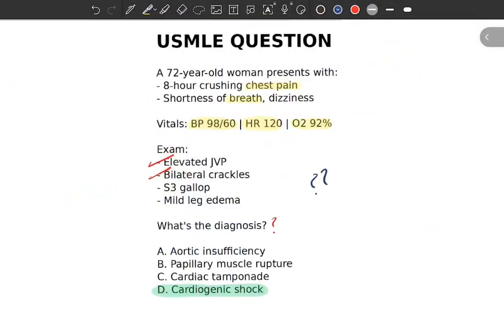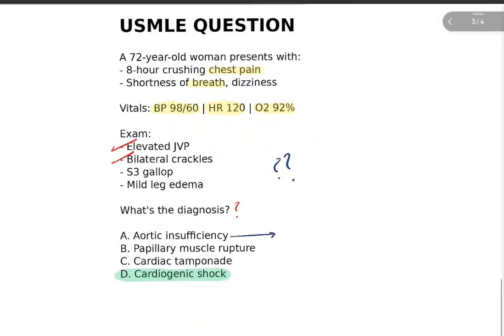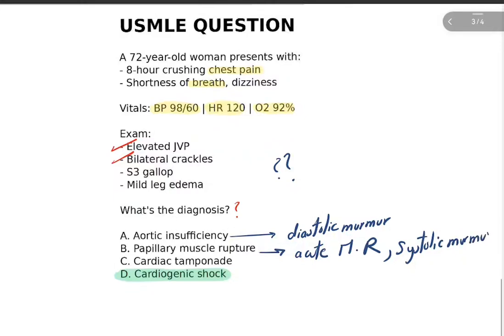Now let's quickly eliminate the wrong answers, okay? Aortic insufficiency, yeah, it could cause pulmonary edema, but instead you would hear a diastolic murmur, which is not present here. Number 2, papillary muscle rupture can happen after an MI, okay, but it would cause acute mitral regurgitation, and that would cause a loud systolic murmur. This patient has an S3 gallop and not a murmur.